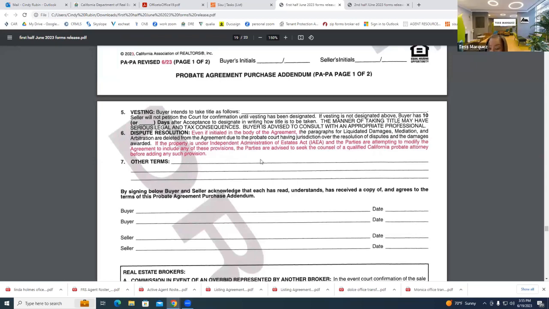Cindy, for divorce situations, what is the number of days you would recommend to put over there? For the one we just talked about? Yes. Would you recommend to keep it 60 or is there a specific number? Tess, what do you think? Would you keep it 60 if you were the buyer? I would keep it at 60. That's good. That's long enough. At 60. And you can always extend it.